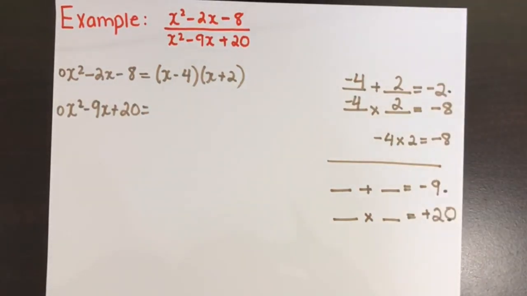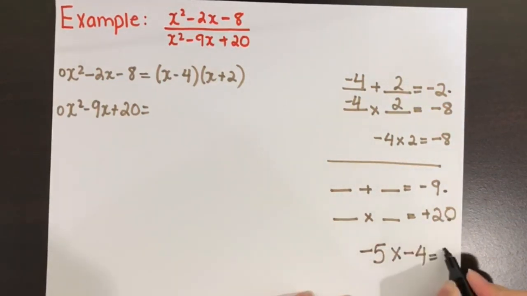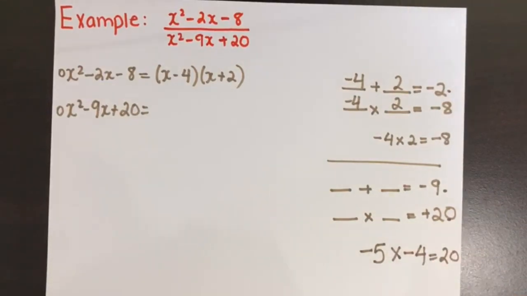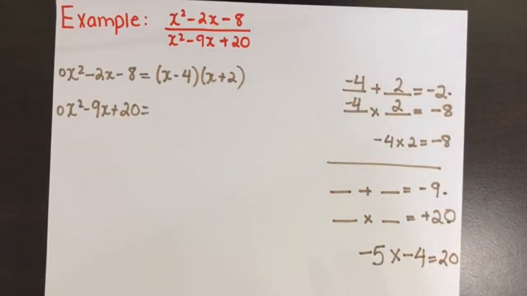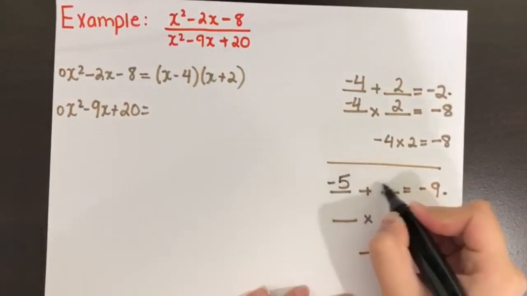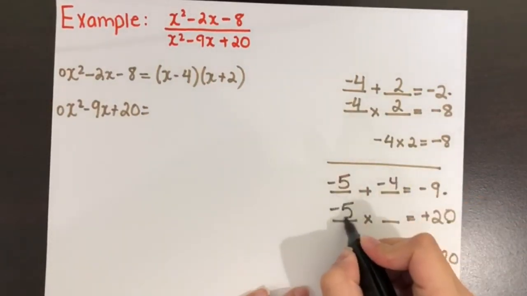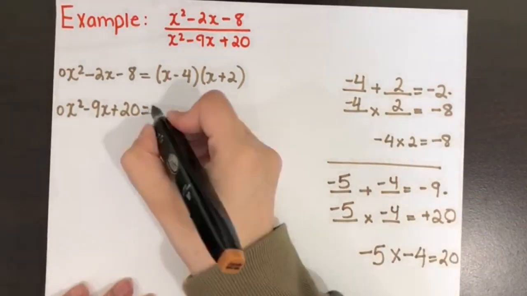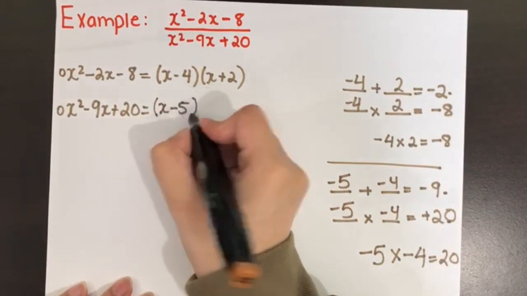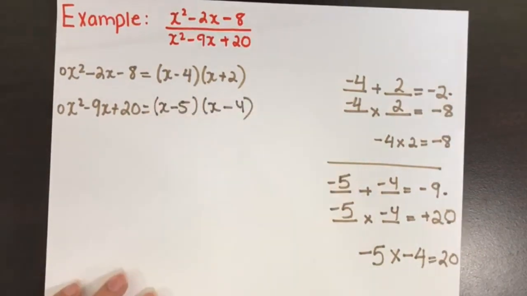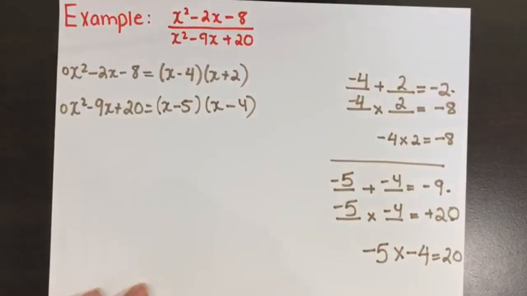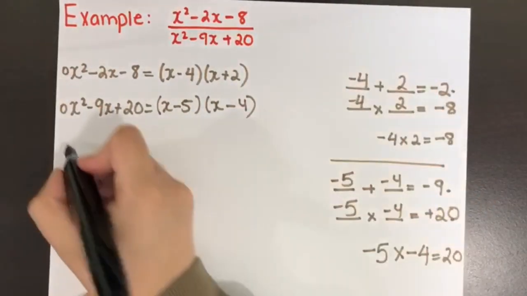So the factors of 20, well, that's going to be negative 5 and negative 4. They give you positive 20. When you multiply two negative numbers, it gives you a positive number. And same thing here, when you add these, it gives you negative 9. Now we can put it in here. These are our factors. So now let's put it into our equation.